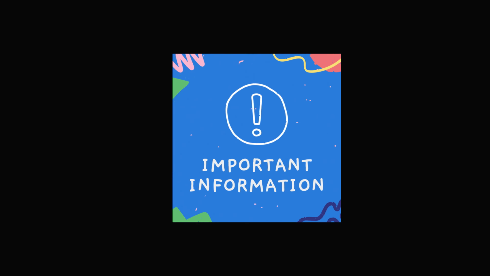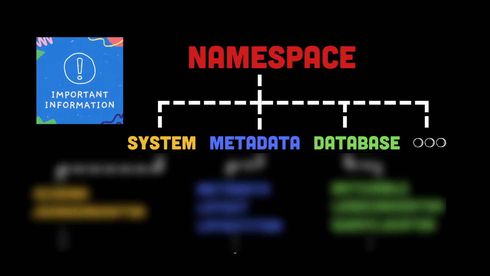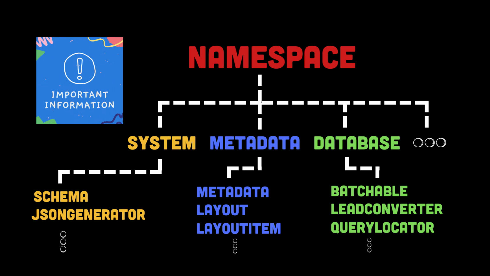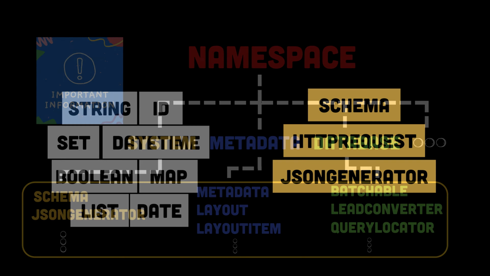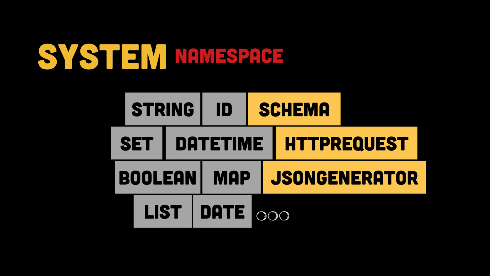Before we move to the final topic, here's an important information to consider. In Apex, there is something called a namespace, which is a way of organizing classes, interfaces, and other components to avoid naming conflicts with other code. Some examples include system, metadata, database, and so on. All these namespaces are further subcategorized into a specific type of information within the platform, and they all have the built-in Apex classes designed for their purpose. Up until now, we have only dealt with types of information that are part of the system namespace. To know more, check out the links in the description.